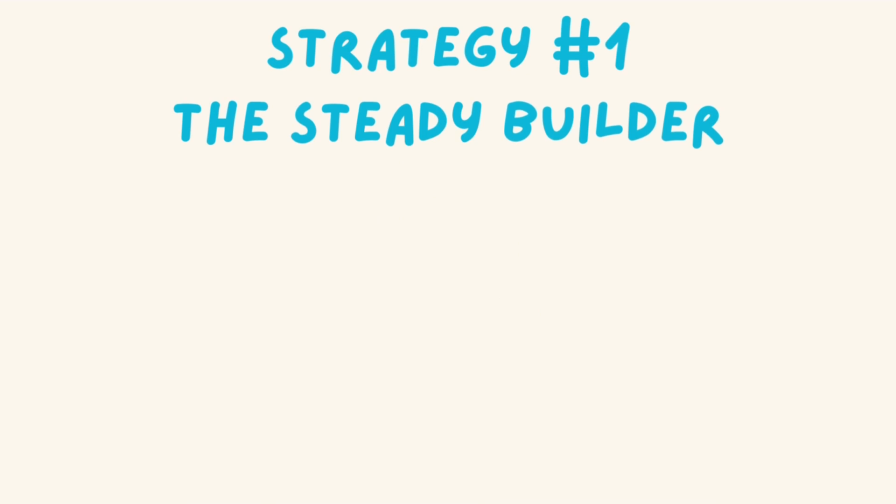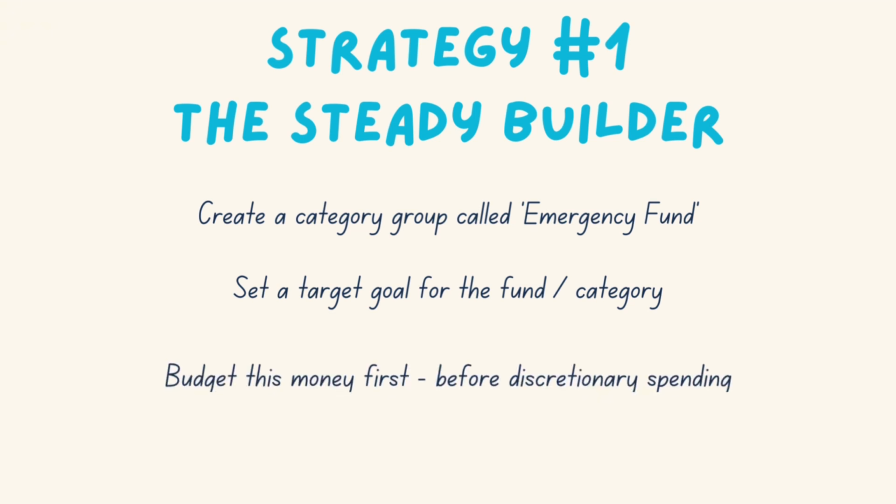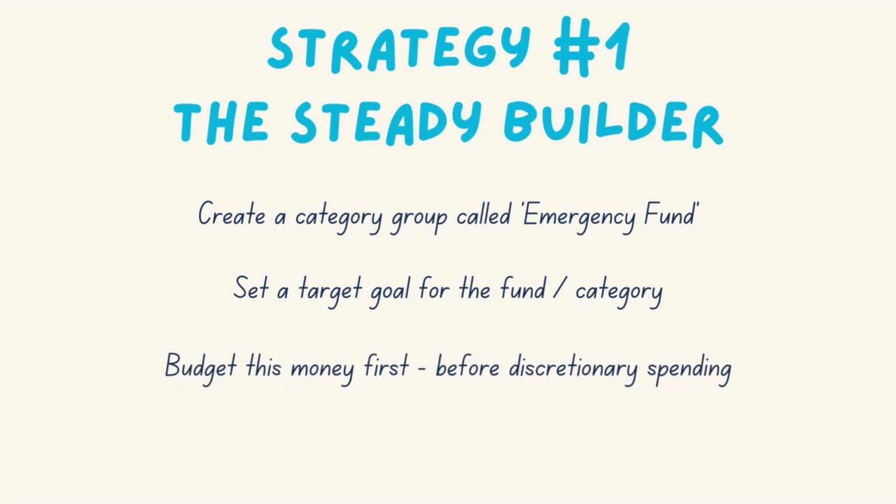So the first strategy is what I like to call the steady builder approach. And basically, this works great for folks who have a regular income and can commit to consistent monthly savings. Create a category group called an emergency fund, set a target for that fund or category, and then budget that money first before any of your discretionary spending. We're going to jump into how this can be done in YNAB right now.